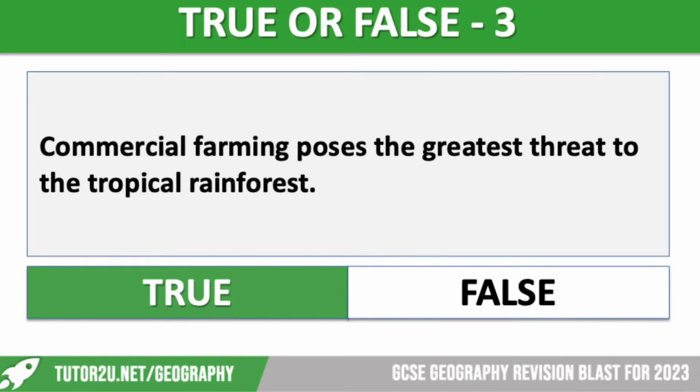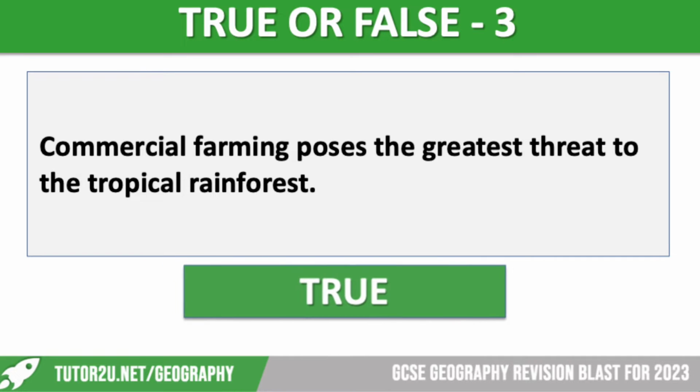Number 3, commercial farming poses the greatest threat to the tropical rainforest. Do we think this is true or false? Let's reveal the answer. It is true. So commercial farming, this might be for cattle, or it could be for great big plantations like soy plantations or palm oil, particularly in places like Indonesia.